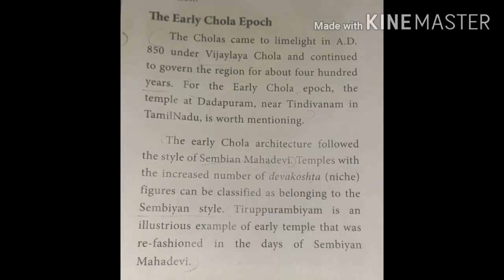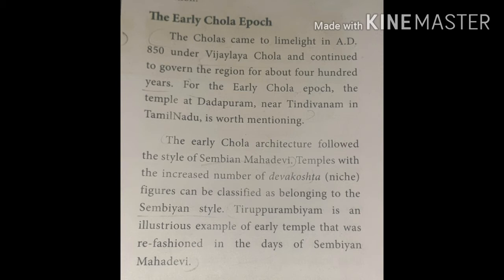Chola epoch. The Cholas came to limelight in AD 850 under Vijayalaya Chola and continued to govern the region for more than 400 years. The early Chola epoch is found in temples at Dadapuram near Dindivanam in Tamil Nadu, which is noteworthy. The early Chola architecture followed the style of Sembiyan Mahadevi.